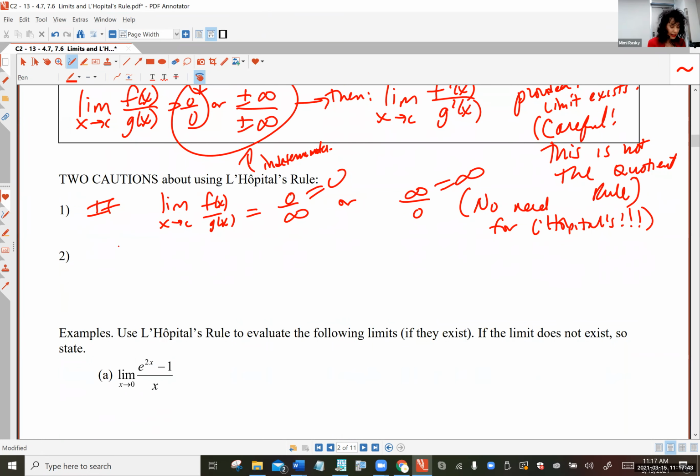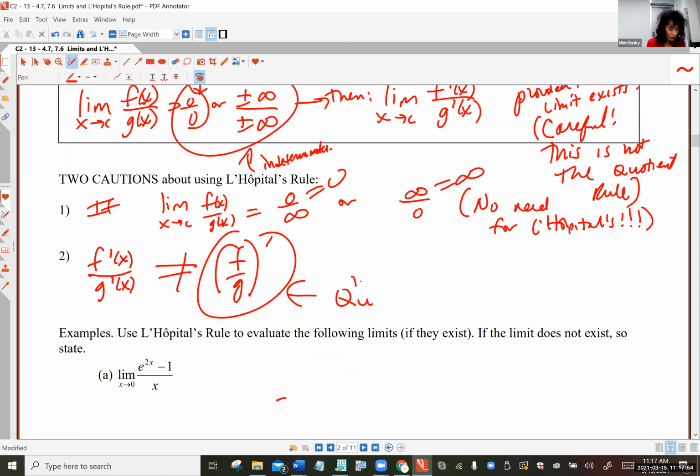Now the other one, and I just set it up here, but I'm going to say it again: f prime of x divided by g prime of x is not equivalent to f over g prime. This right here involves the quotient rule, and we're not about doing the quotient rule in L'Hopital. So don't make the mistake of doing a quotient rule when you're applying L'Hopital's. You're just separately taking the derivative of the numerator and dividing that by separately taking the derivative of the denominator. It's much easier than the quotient rule, actually.